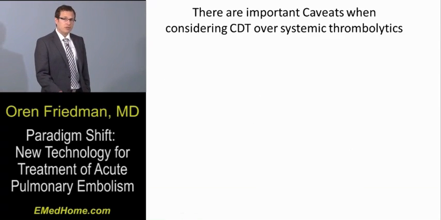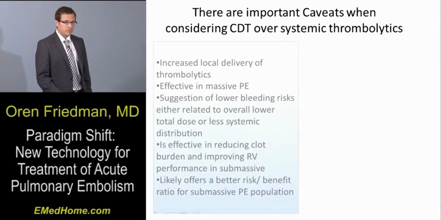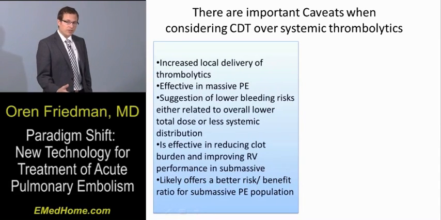In deciding candidacy for catheter-directed therapy, there are some important caveats to consider. First of all, to give a bit of a summary, we believe that by increasing local delivery over systemic thrombolytics, we improve the safety overall. We believe that there's enough data out there to suggest that the technique is effective in massive PE, and therefore we can extrapolate to the submassive PE population. We also now have 2 clinical trials that show that the therapy can reduce your RV systolic pressures and improve your RV systolic performance.